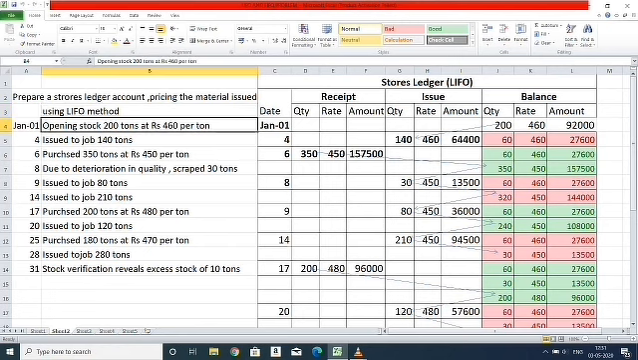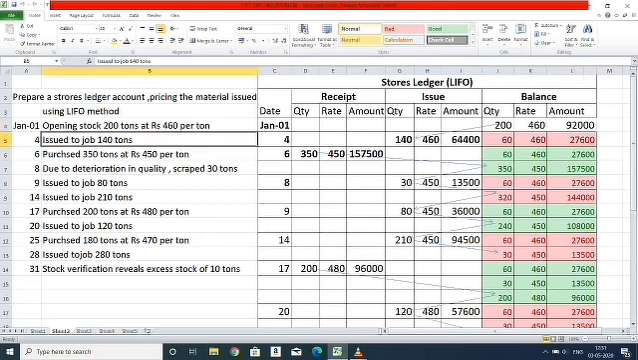Our stores ledger has three columns. All of us know that: receipt, issue and balance. These receipt, issue and balance columns are all subdivided into quantity, rate and amount. Then on January 1st, our opening stock 200 tons is rate 460. We begin with 200 in our opening quantity column, then rate 460, then 200 into 460, 92,000.